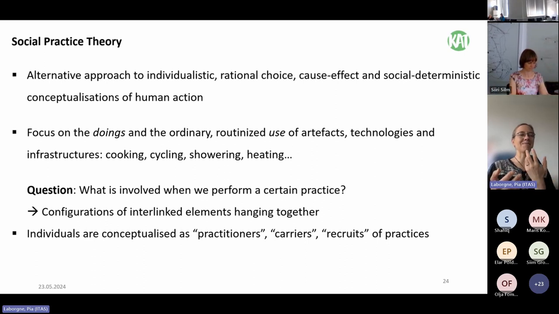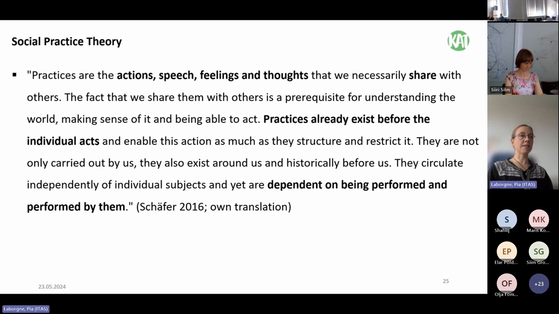So the idea here is that individuals are the carriers of the practices. The practices don't really exist without them, but they are performed by them. A definition by Schatzki is therefore that practices are the actions, speech, feelings, and thoughts even, that we necessarily share with others. So it's not something we invent ourselves, but it exists beyond us. The fact that we share them with others is a prerequisite for understanding the world. Because like this, we're making sense of it and we're able to act.